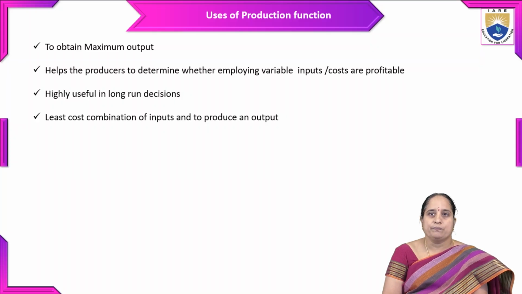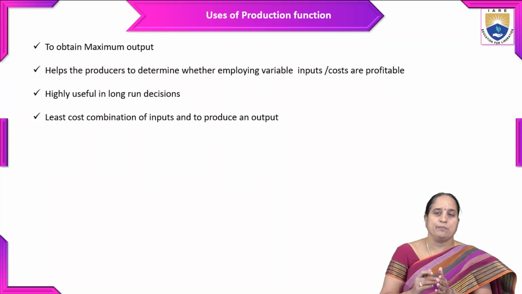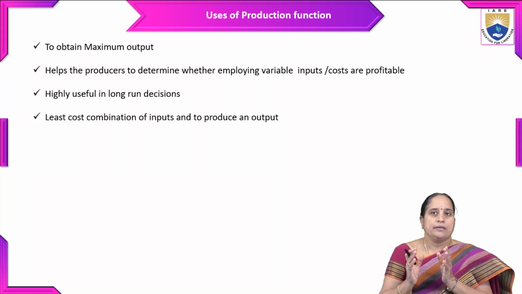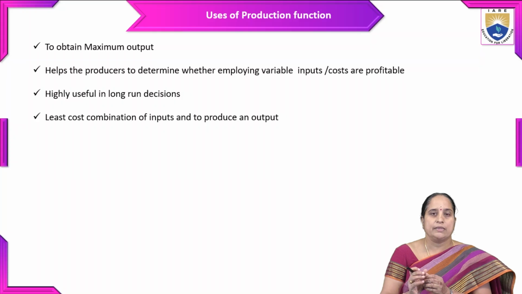Then coming to the uses of production function: used to obtain maximum output. So as the manufacturer will plan for everything, their main objectives are profit maximization, wealth maximization and utility maximization. So he has to plan in such a way that he is able to produce maximum level of output so that he can supply to the consumers at the right time, and it helps the producers to determine whether employing variable inputs or cost are profitable.